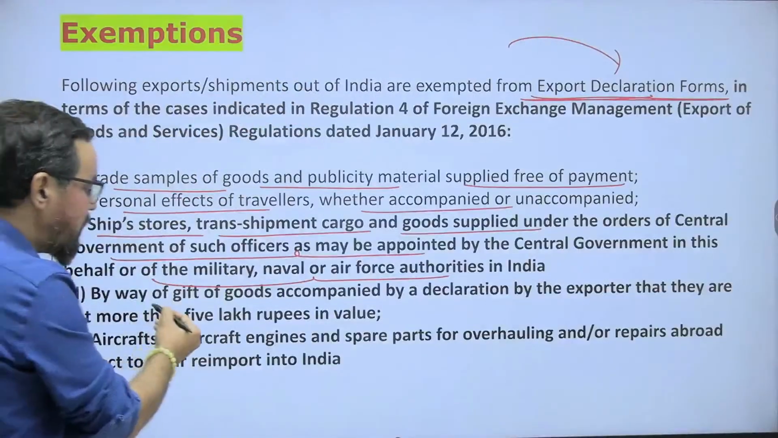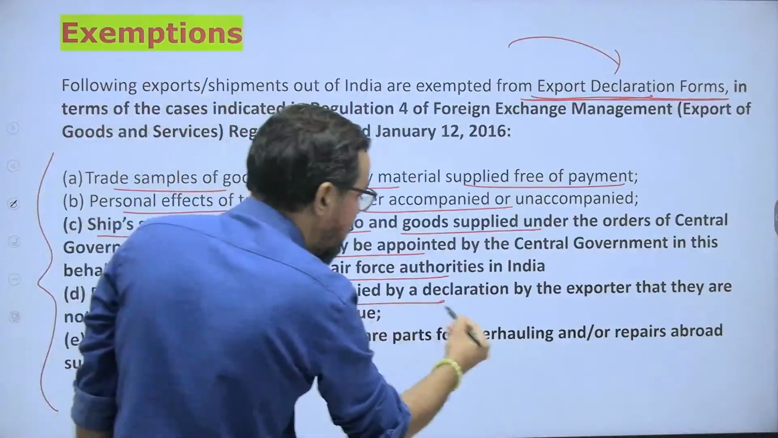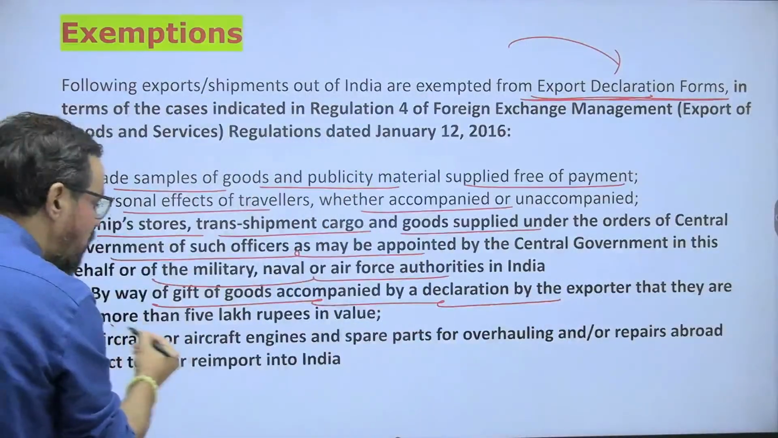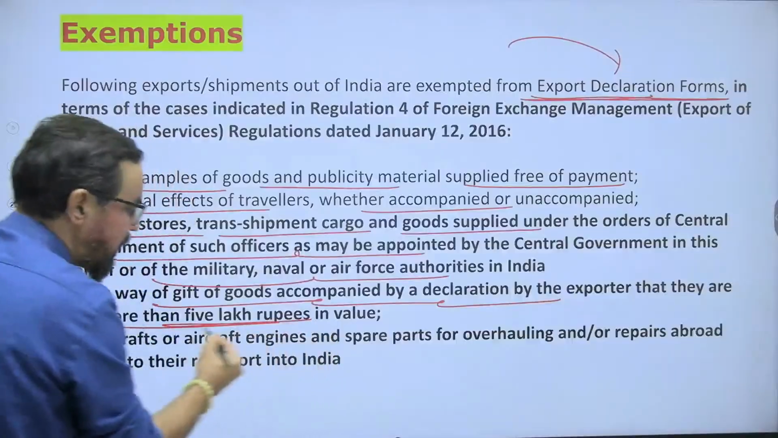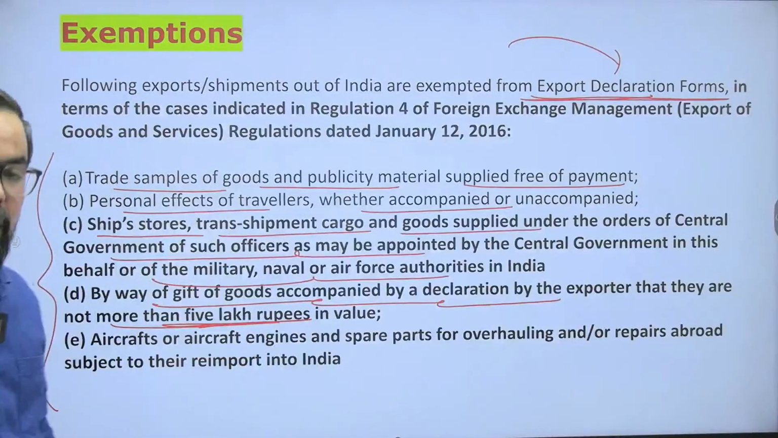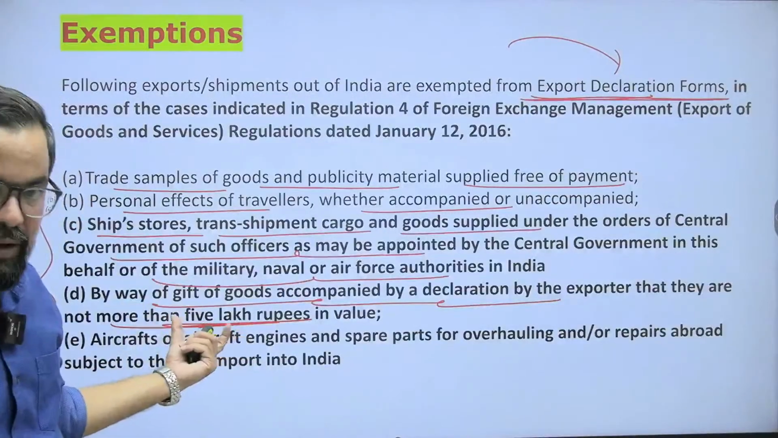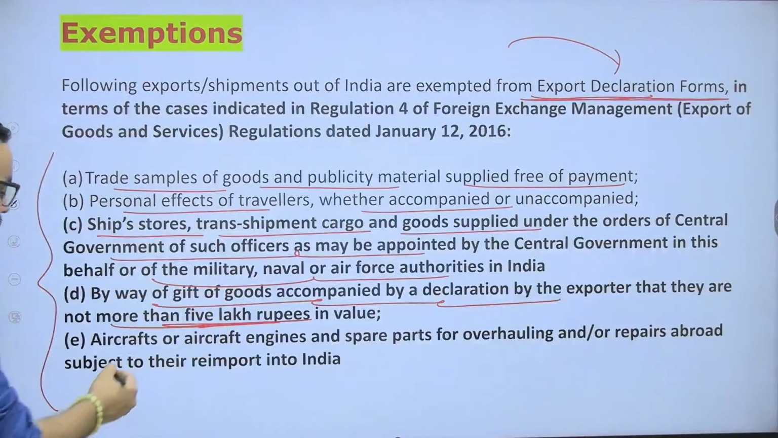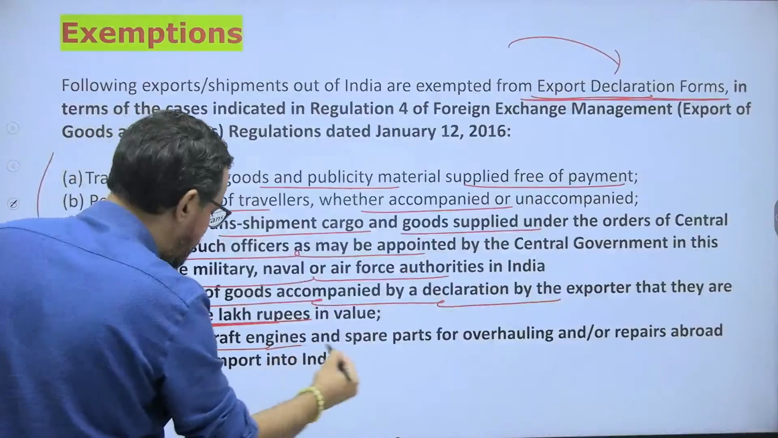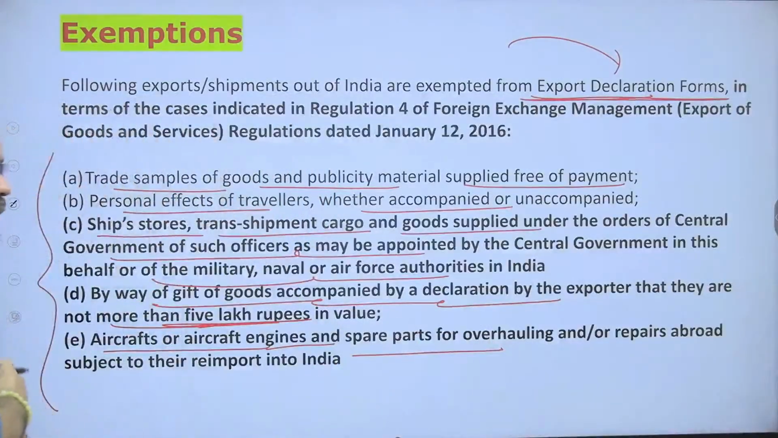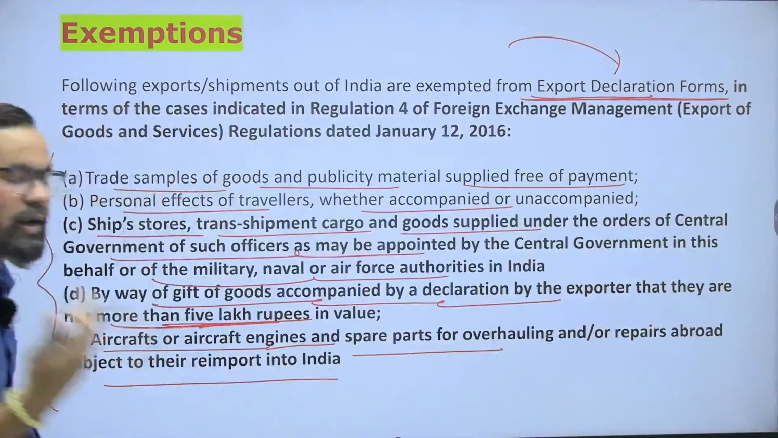By way of gift of goods accompanied by the declaration by the exporter that they are not more than 5 lakh rupees. So if you are giving a gift to someone else abroad and the gift value is less than 5 lakh, again not required. Aircraft or aircraft engine and spare parts for overhauling and repair, so that is also because they'll get re-imported again.